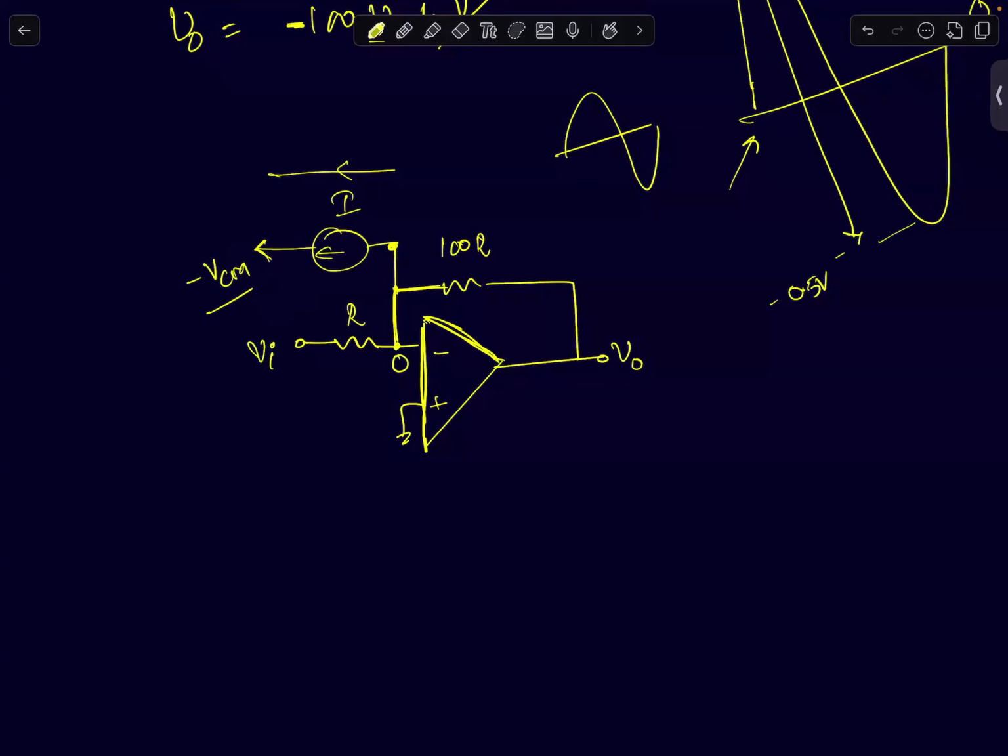So this is my circuit. Can you tell me now, for this circuit, what will be the output voltage? If you are to analyze the circuit, you can use superposition. If you assume the current to be 0, then it will be minus 100 VI. Yes, minus 100 VI plus, let's assume this current is ICM, the common mode current. So you'll have ICM times 100 times R.